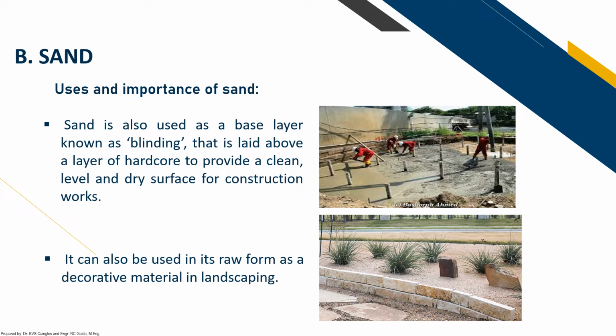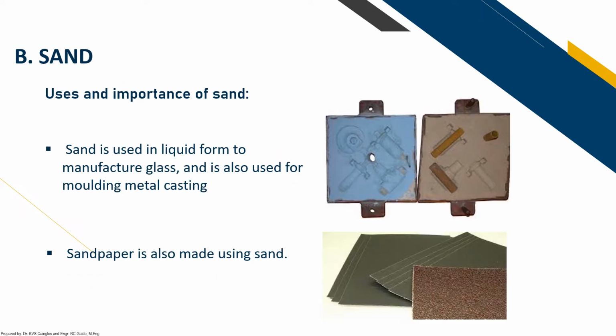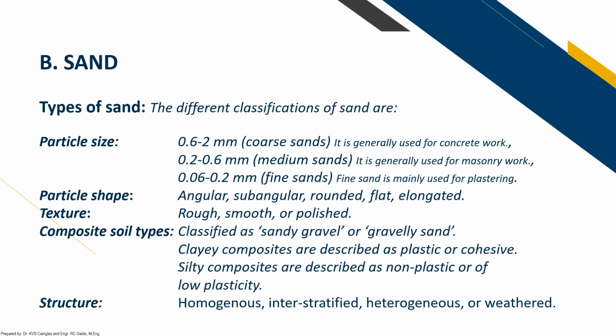Okay? It can also be used in its raw form as a decorative material in landscaping. Another use and importance of sand, the sand is used in liquid form to manufacture glass, and is also used for molding metal casting. And also sandpaper is made up of sand, of course.